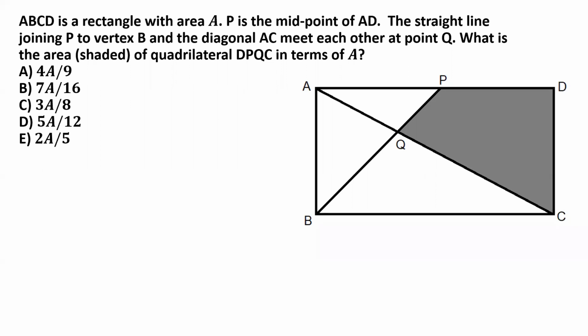ABCD is a rectangle with area A. P is the midpoint of AD. The straight line joining P to vertex B and the diagonal AC meet each other at point Q. What is the area of quadrilateral DPQC in terms of A? This is an interesting geometry problem that I came across recently, and it can be solved using similarity of triangles.